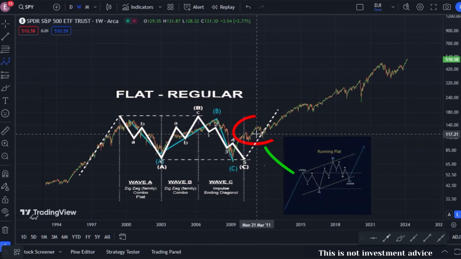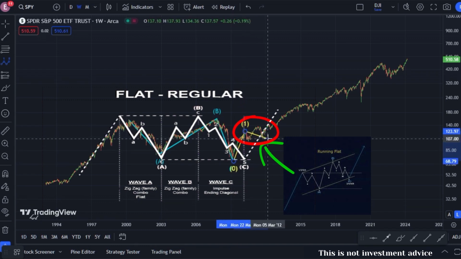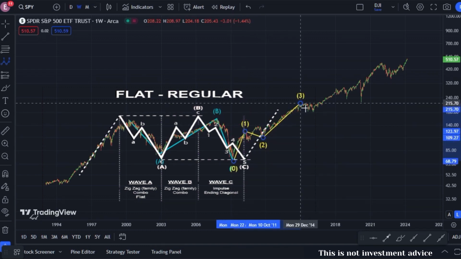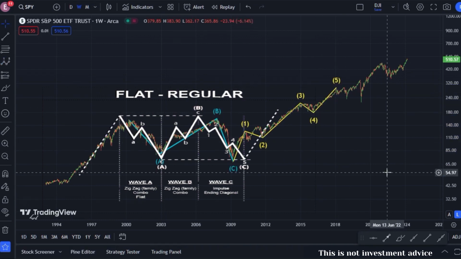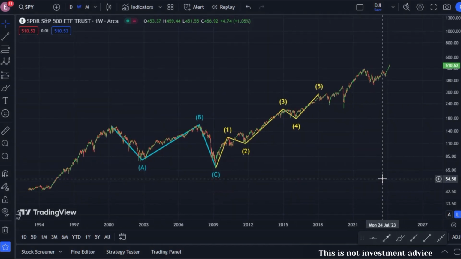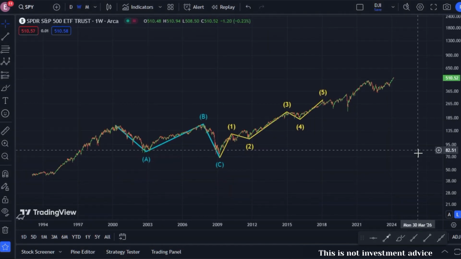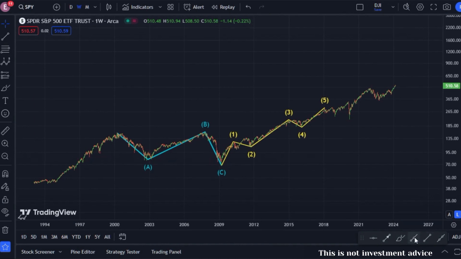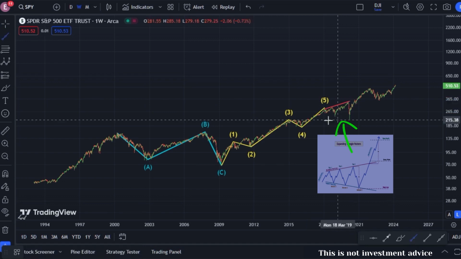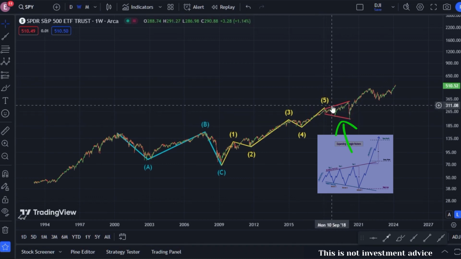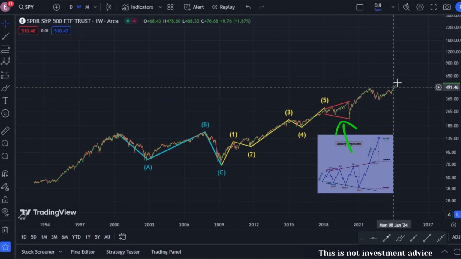Here, I think we have a small running flat. Therefore, I will place my number 1 count like this, the third wave and the fifth. Now let's mark the correction here. This is an expanding triangle. The pandemic drop was actually the E wave of this expanding triangle. A, B, C, D, and E.